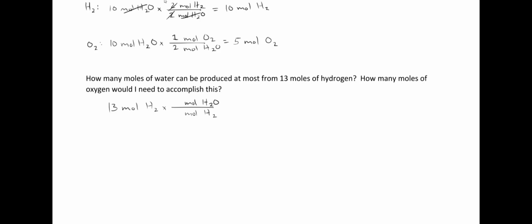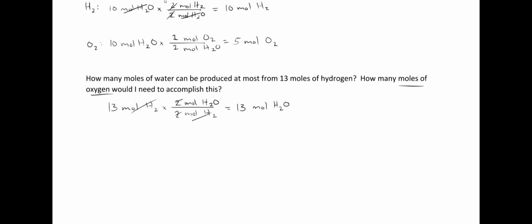And again, we just use the numbers from the balanced equation, which we saw were 2's in front of both of those chemicals. So moles of hydrogen cancels. 2 over 2, of course, is just 1. So this leaves me with 13 moles of water. Shouldn't be surprising. How much oxygen do I need to get that to work out?